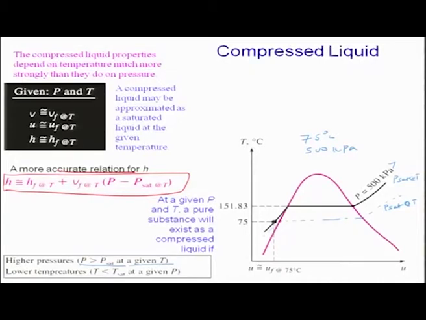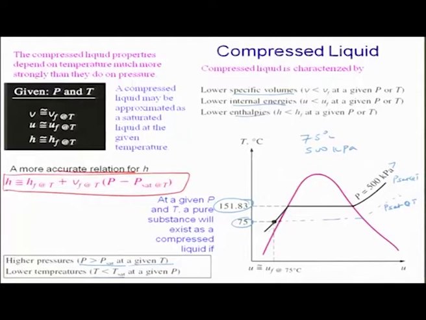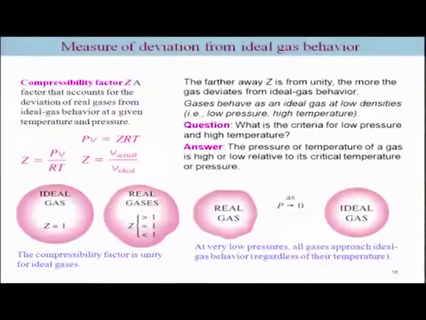In addition, if you look at the temperature for a given pressure, the T sat for this P is 151.83, and 75 is less than 151.83. So, the temperature is less than T sat at a given pressure. In general, these two conditions conclude that it is a compressed liquid, and all the properties such as your specific volume, internal energy, and enthalpy will be less than the corresponding properties of the fluid at a given pressure or temperature. That is how we define compressed liquid.